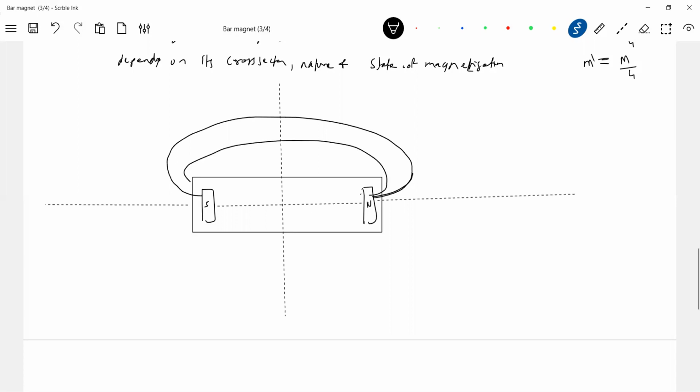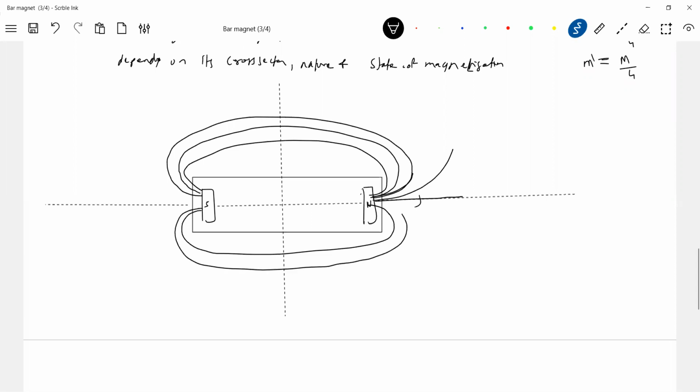It's three-dimensional. I'm showing only the plane diagram. It's three-dimensional. No two lines should intersect. There's also one thing one has to take care of.